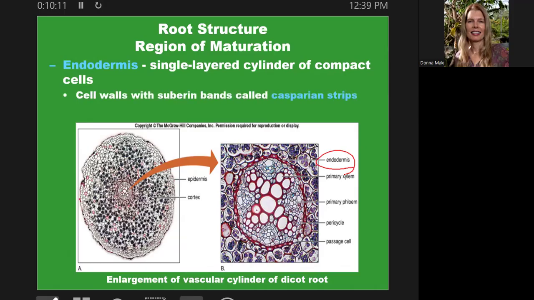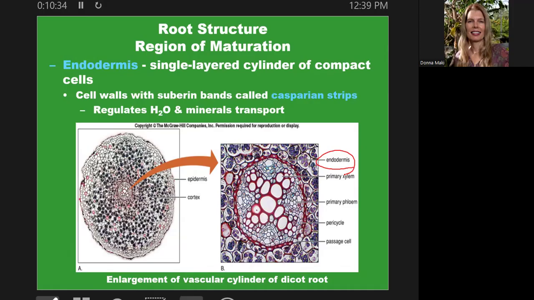And we're going to see that they have these special strips that they named Casparian strips that are embedded in the cell wall. And they're very waxy, Casparian strips. So suberin is a type of wax. I'll show you a better image of that in a minute.